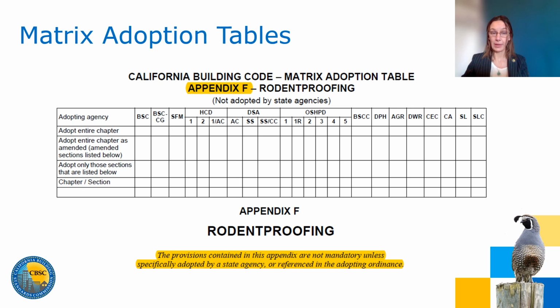For example, Appendix F, Rodent Proofing, in the California Building Code is not adopted by any state agency, and the note under the appendix title indicates that the provisions contained in this appendix are not mandatory unless specifically adopted by a state agency or referenced in the adopting ordinance.